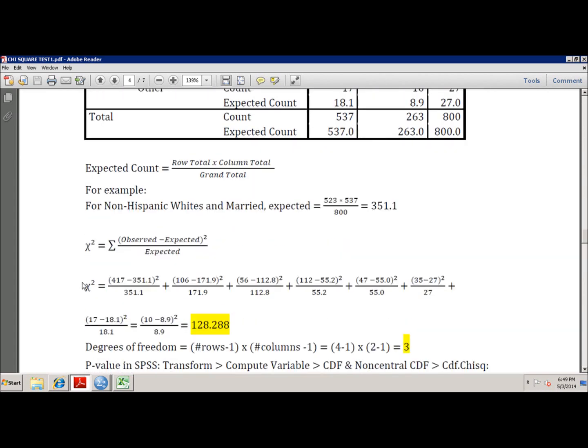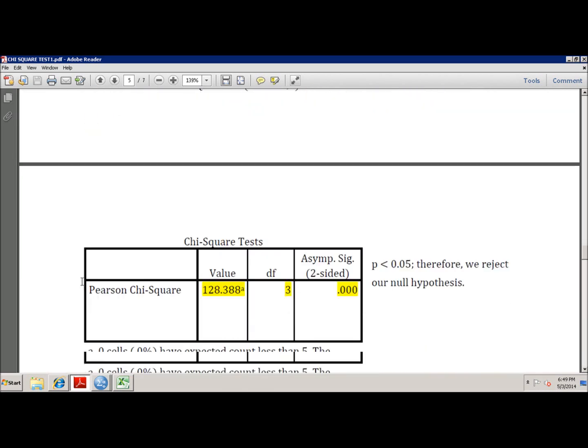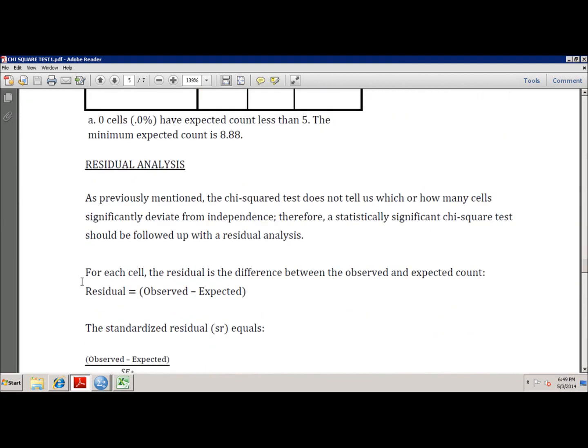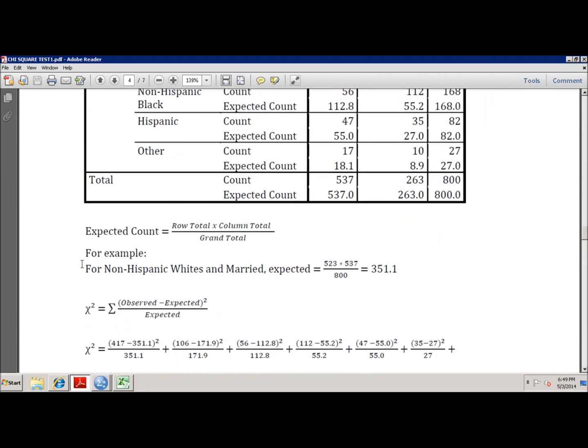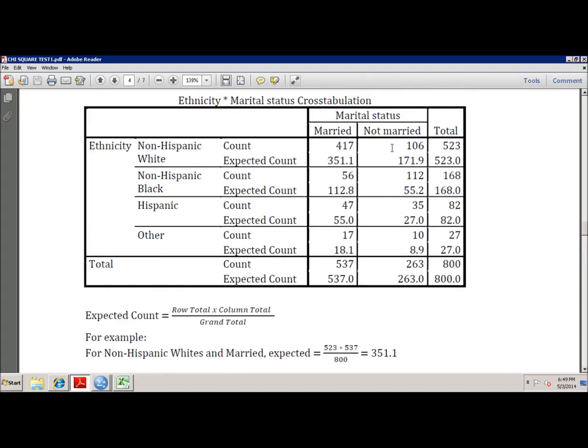Now the next section is going to tell us information about individual cells. So remember, the chi-square test does not tell us which or how many cells deviate from independence. It's just telling us overall that the two variables are associated. We would be interested in knowing which cells, in this case, which events. There are several different events here: non-Hispanic white, non-Hispanic black, Hispanic, other. We would like to know which ones deviated from independence.